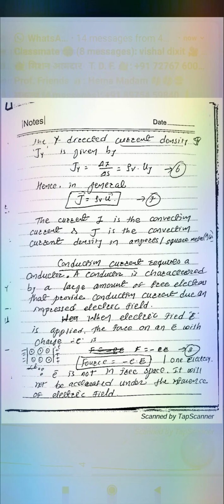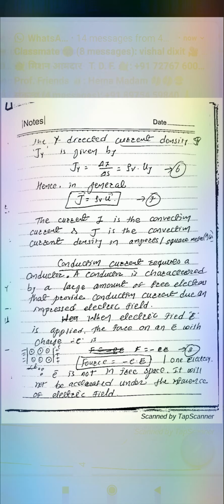In general, this was in the y direction, but in general we can write J equals rho v into u. This is the expression, equation number 7. It is represented as the convection current density in amperes per square meter.